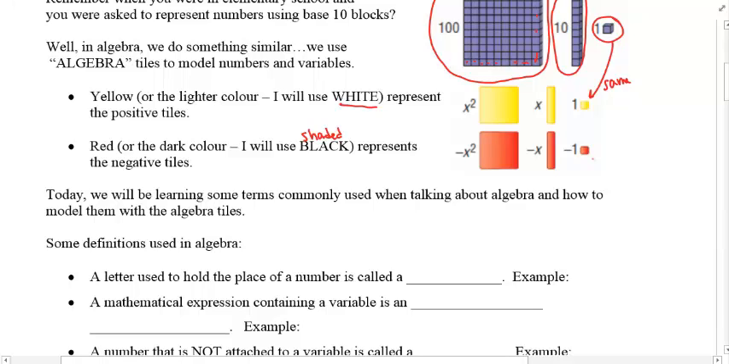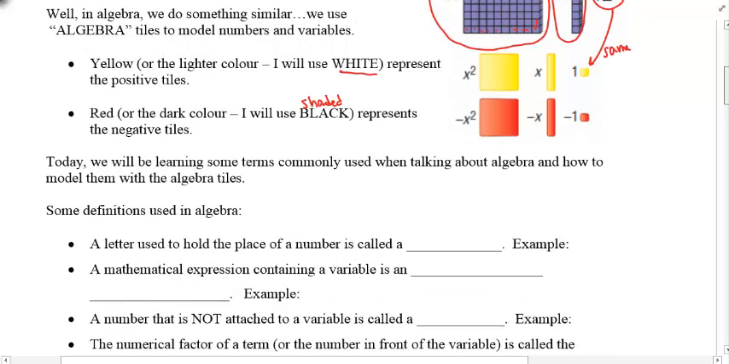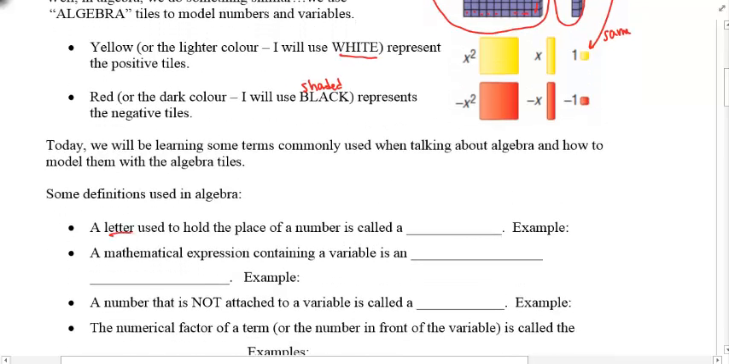Okay? So here's some definitions that we're going to use. Okay? A letter that is used to hold the place of a number is called a variable. You've seen these before. A lot of people like to use letter x for a variable, or maybe even y, or even t. Okay? So those are variables. A mathematical expression containing a variable is called an algebraic expression. So algebraic expression. And you might have seen these before too, and I'll show you some examples.